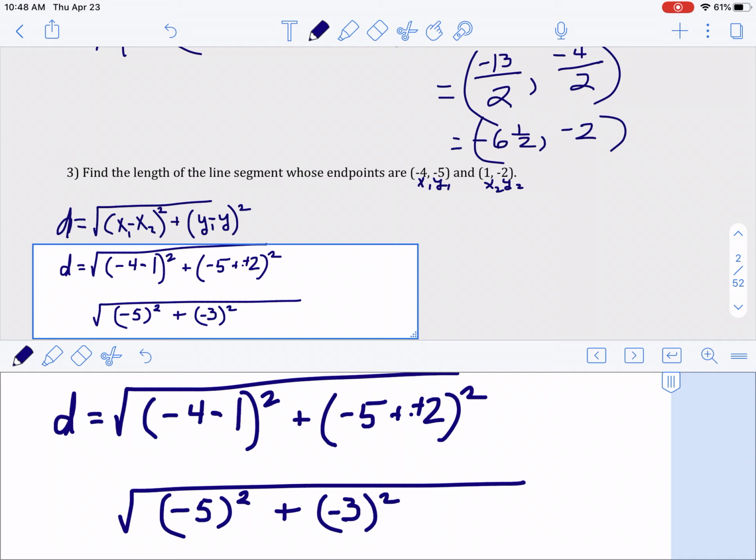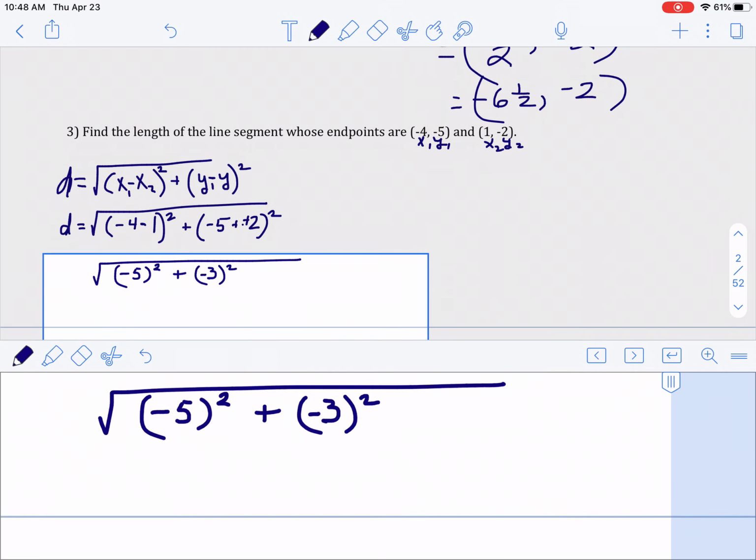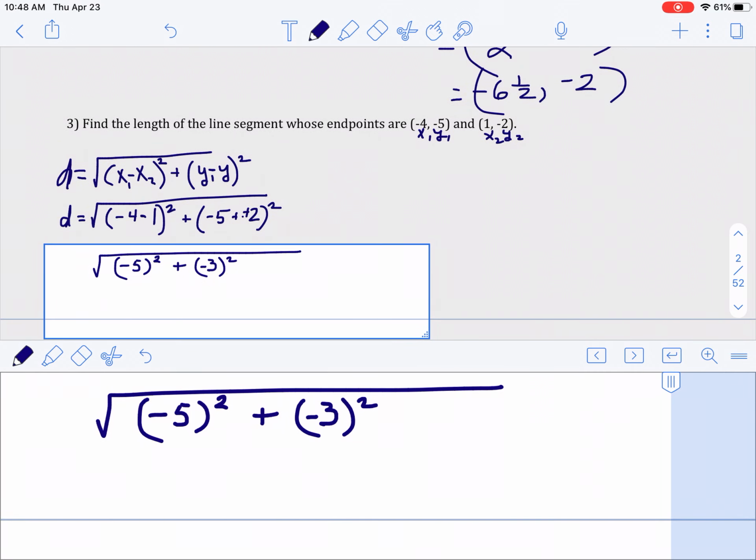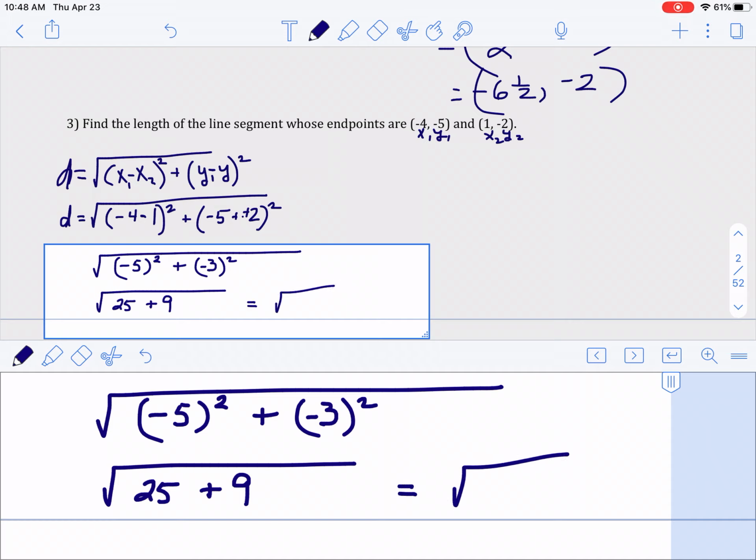Now, if you put it in your calculator, -5 squared, without bracketing negative and 5 together, your answer would be -25, which, if you remember from last year, you can't have a negative inside your square root until we do Algebra 2, which would be next year. So we're going to end up with -5 times -5 is a positive 25, plus -3 times -3 is a positive 9, and our answer is radical 34.